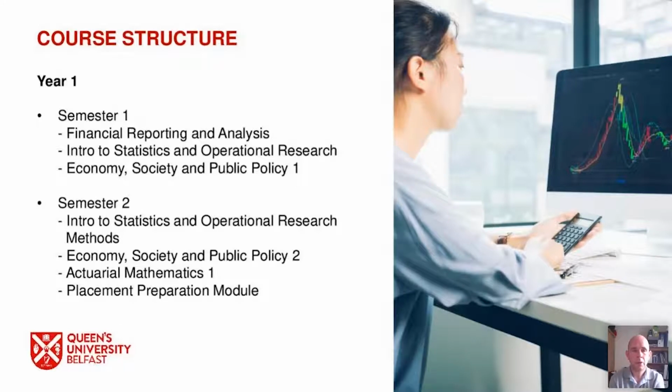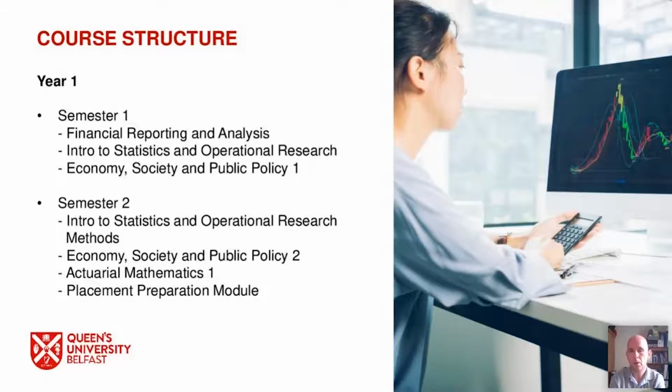So to give you a bit of an idea what the degree actually looks like. In year one, we're straight in, no messing about. So we have in semester one, financial reporting and analysis. So that's an accounting-based module. We have introduction to statistics, so you're doing stats, and then economics as well. So you have accounting, stats, and economics. So straight in, there are the cornerstones of being an actuary.